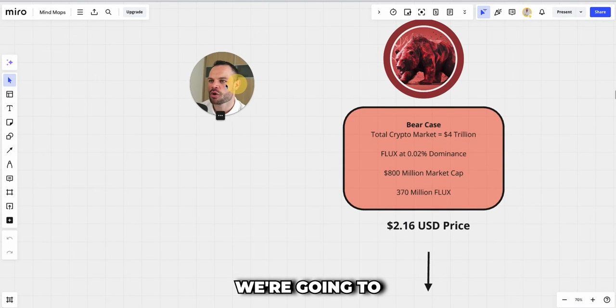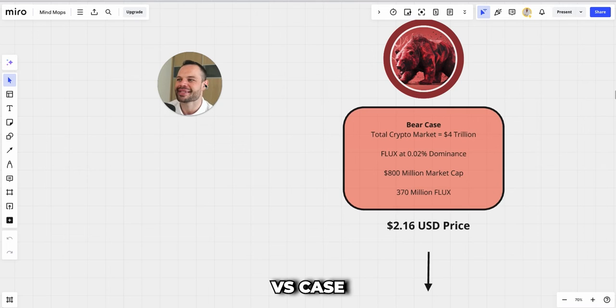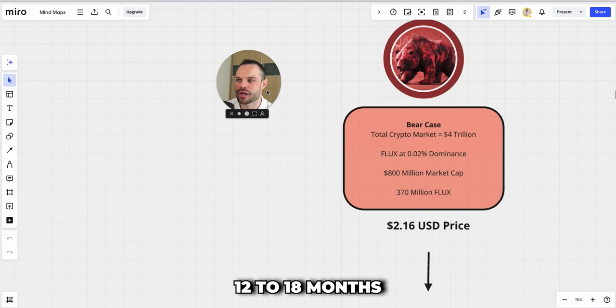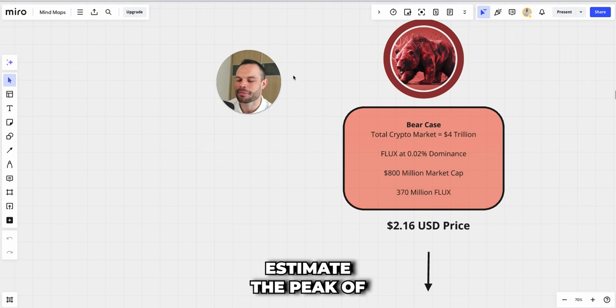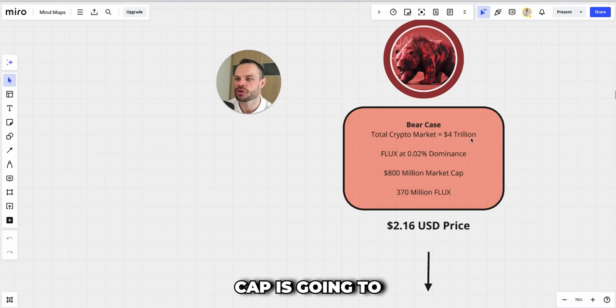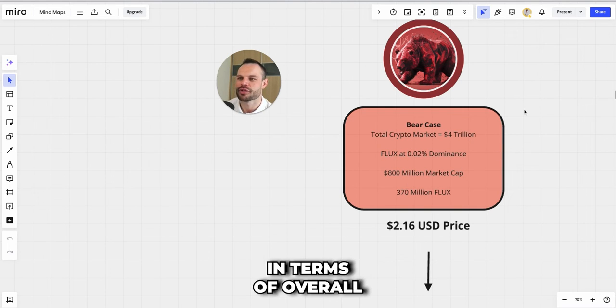As always, we're going to be giving you a bear case, base case, and bull case scenario for the price prediction of Flux over the course of the next 12 to 18 months, when we estimate the peak of the bull cycle to happen. And yes, we do have to plug in some of the variables we just mentioned, like where we think the overall crypto market cap is going to go, as well as where we think Flux dominance can get to in terms of overall market cap as well.